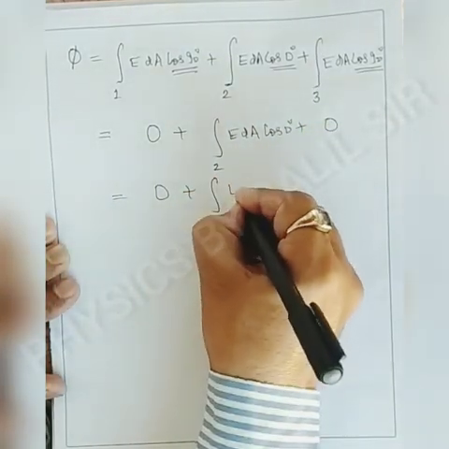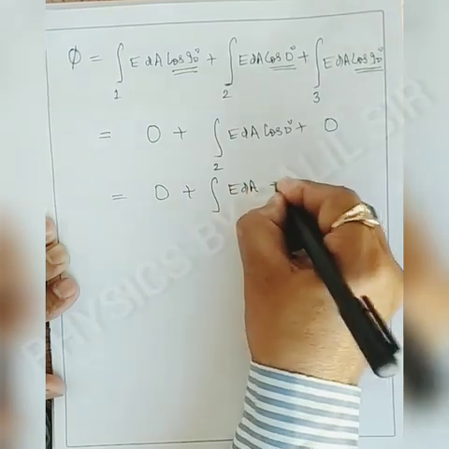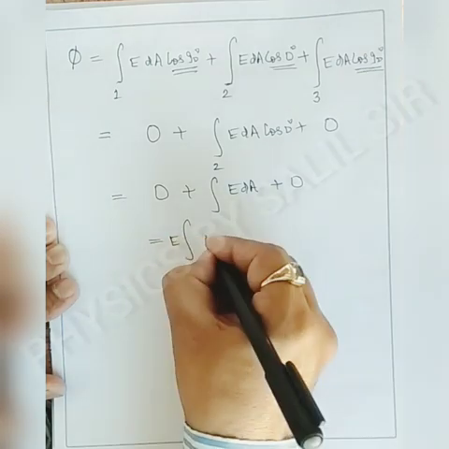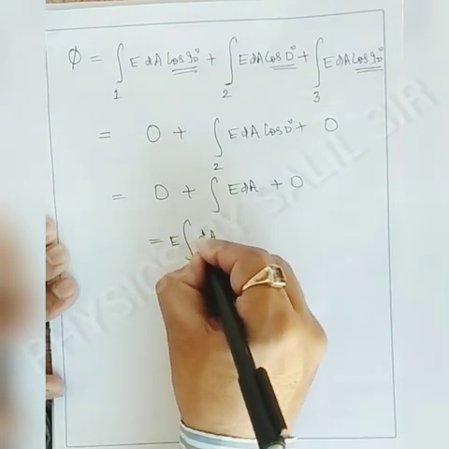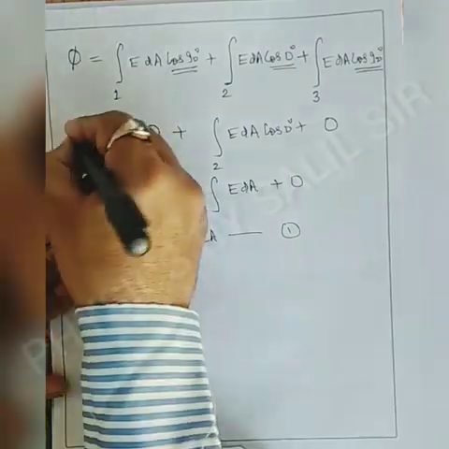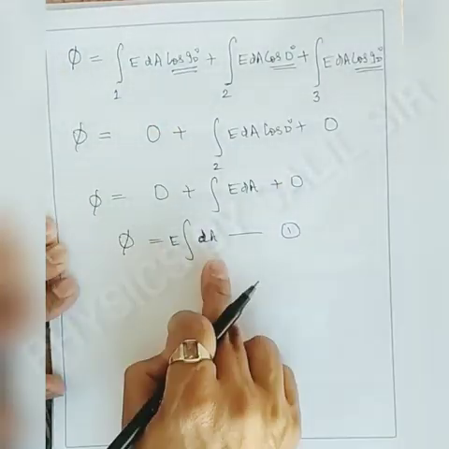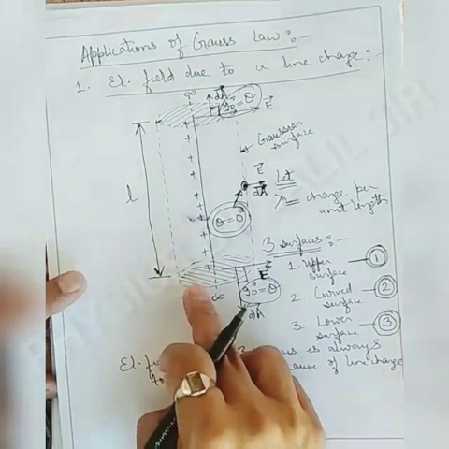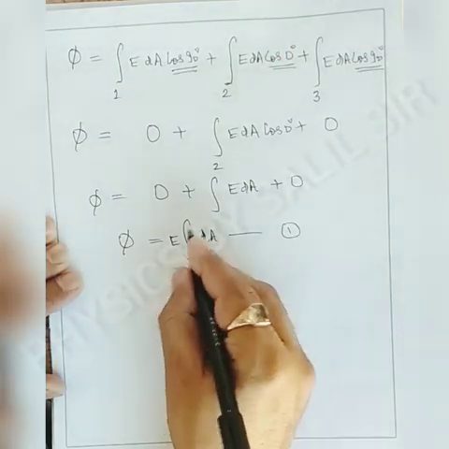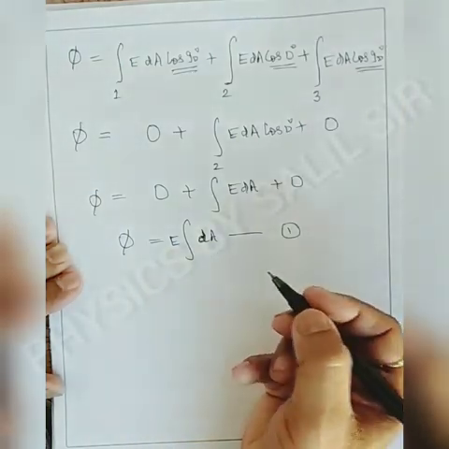So E dA plus 0. Finally, what we will get? We can take E outside the integration sign. So E integral dA, this will be the first equation, meaning the total flux for this cylindrical Gaussian surface will be written as E integral dA.